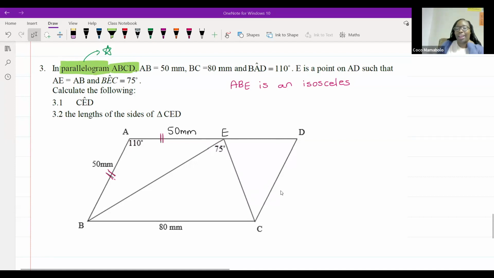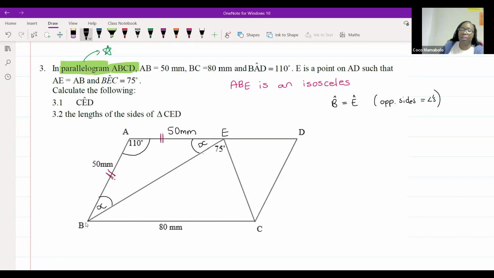So if we know that this is a triangle and this angle is 110 degrees, what do we know about these two angles? They are equal. So we know that angle B is equal to angle E, because opposite sides equal angles. Since ABE makes up the interior angles of a triangle, if I name this X, I must also name this X. They're both the same.